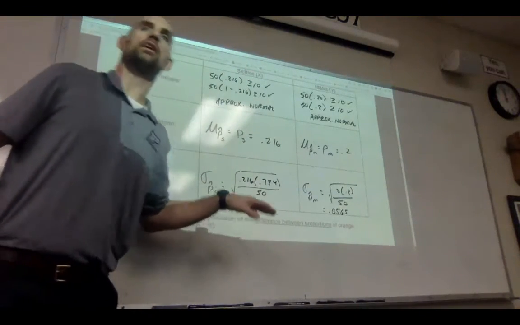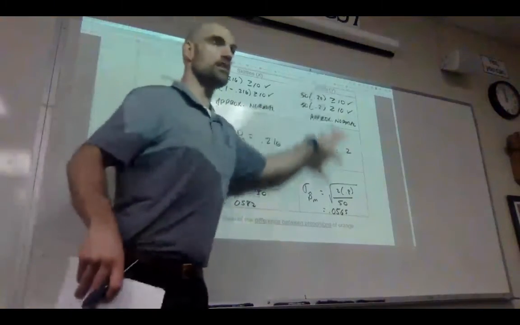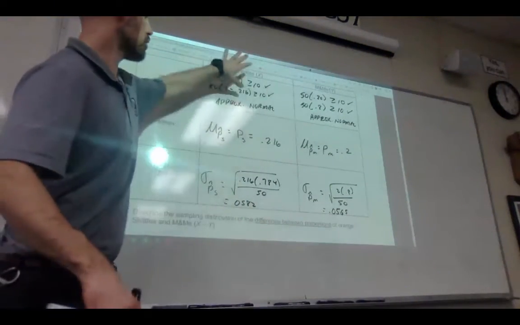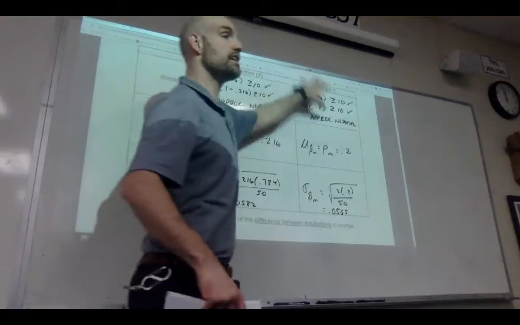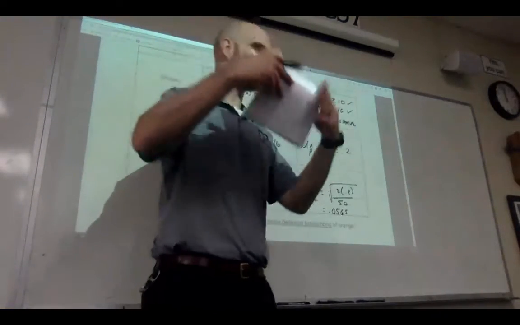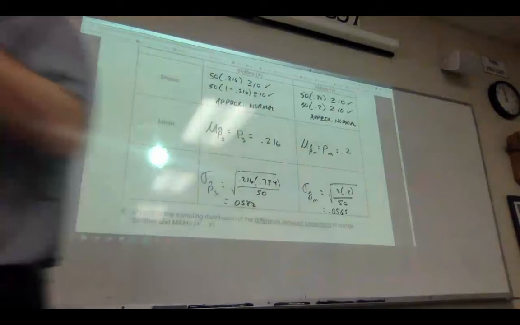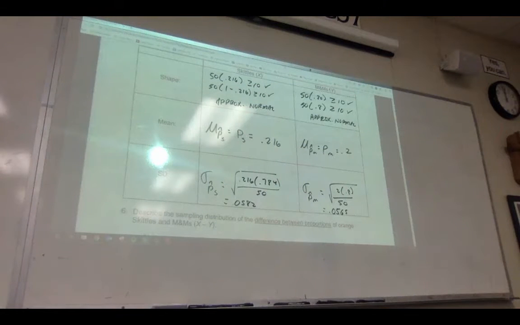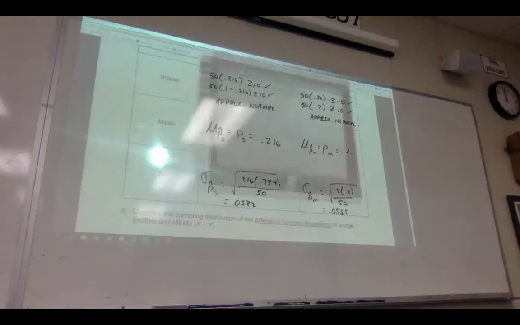So now what are we doing? This information here has to do with one of the samples, and there's the other sample. Now we're going to combine them. At the bottom, we want to describe the sampling distribution of the difference between the proportions of orange M&Ms and orange Skittles. Notice what they said here.